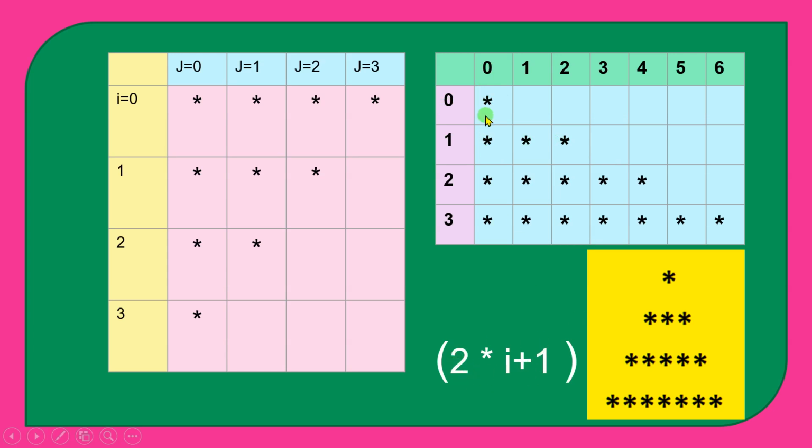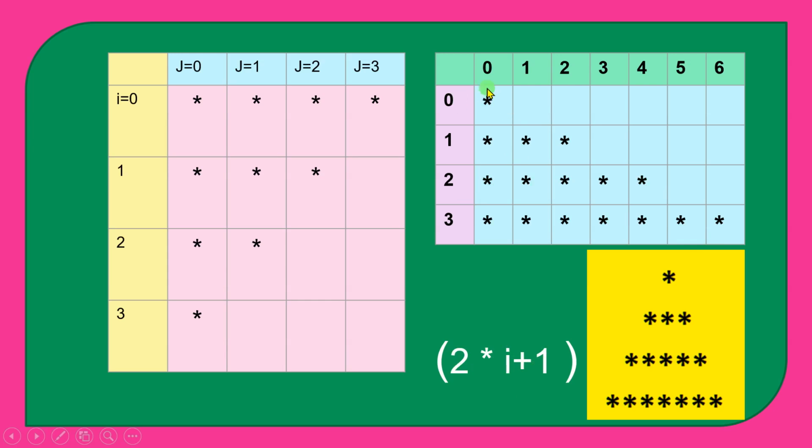You can look over here, you can do 2 into i plus 1. As i is 0, so 2 into 0 plus 1, there's 1 star. If i is 1, so 2 into 1 is 2 plus 1, that's 3 stars. It keeps on going over here. Let's see this also, 2 into 2 is 4 plus 1, that's 5 stars.